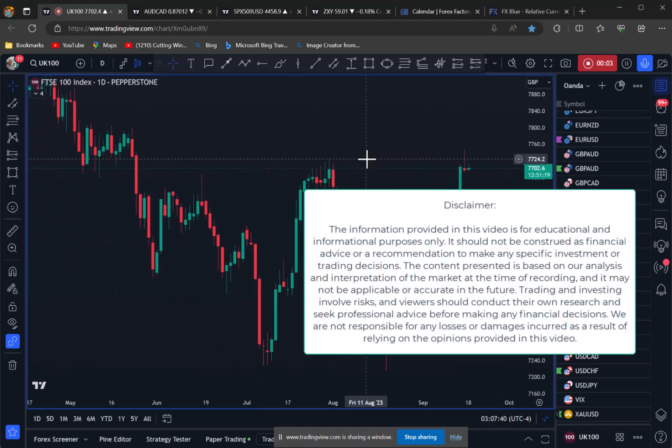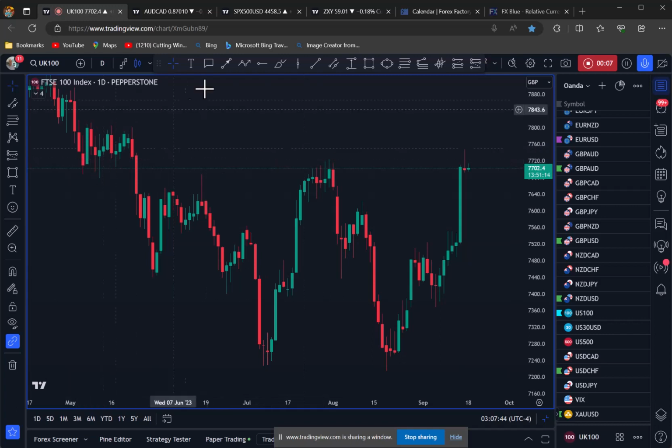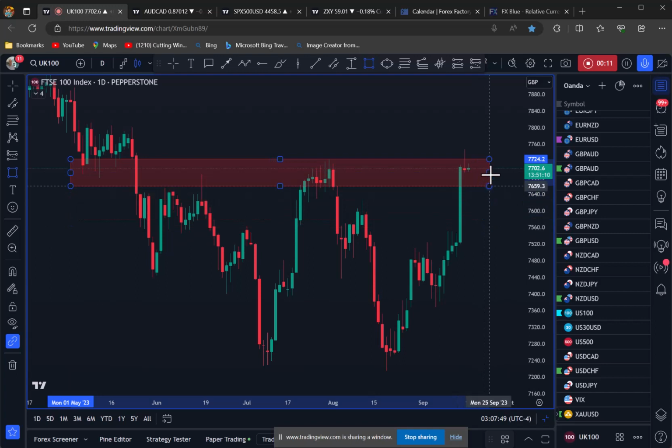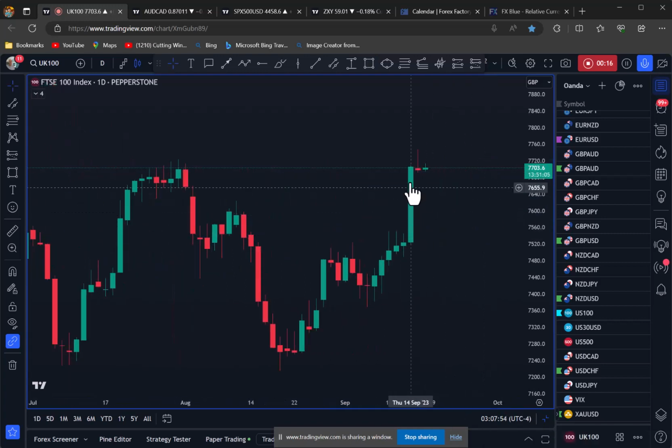Traders, Anthony here, looking at the FTSE, the UK100. So look, see where this has traded into, back in here. Very big level of resistance. And we have this thin candle, strong rally.